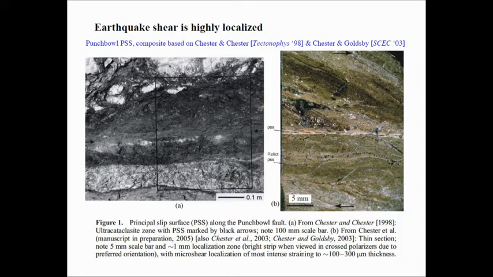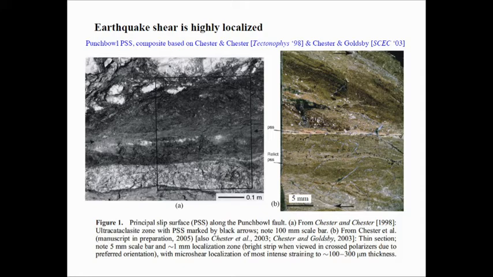And now that's a 5 millimeter scale bar. And what you see is a highly altered zone, which is thought to be the location of shear in the individual earthquakes. And it has a thickness which, depending on where you measure for this darker part that actually is the shear zone inside, it has a thickness on the order of 100 to 300 microns.